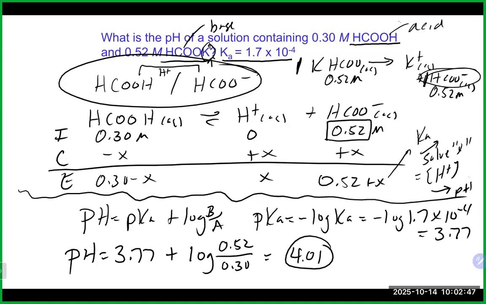Now that should be the exact same pH you get, obviously, if you went through the ice table and solved it using the ice table. Any questions on that there?